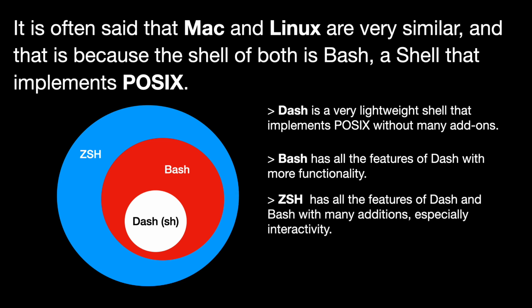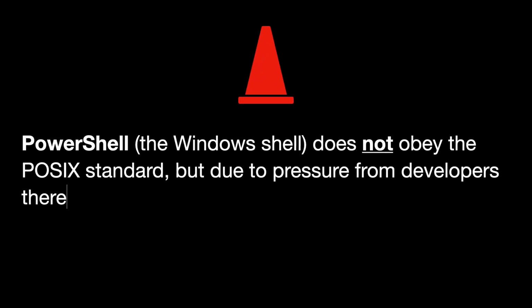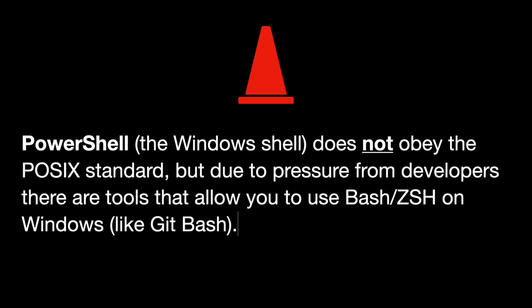In the same way, ZSH also implements POSIX, it also implements all the features of Bash, and in turn incorporates more features. ZSH is the developer's favorite shell, because it allows many useful features to be installed when using the CLI. In the case of Windows, PowerShell and CMD do not follow the POSIX protocol, but it is possible to install tools that allow us to use a shell very similar to Bash. The most common is Git Bash.